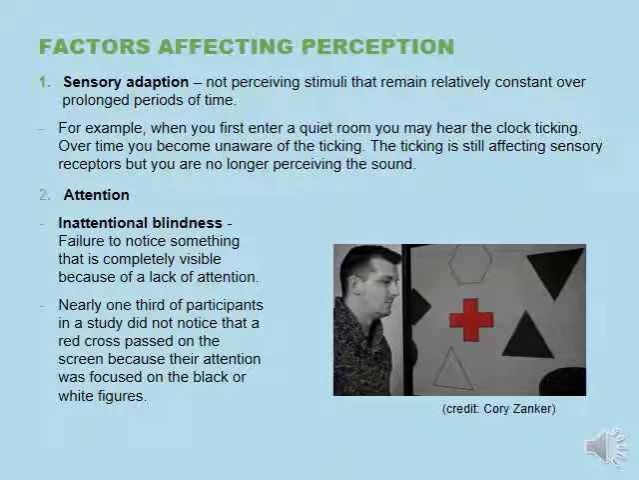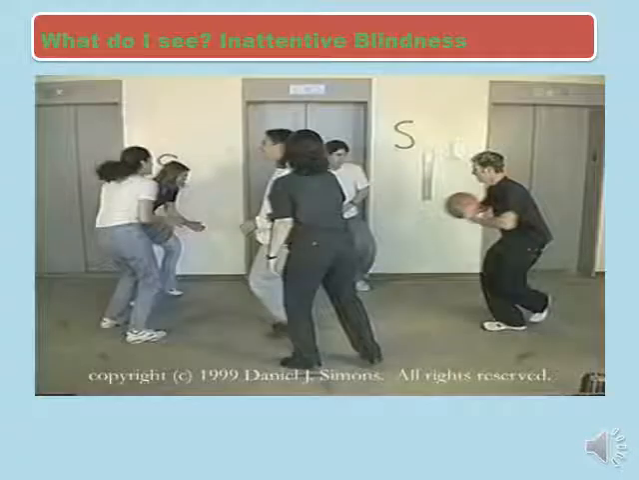So here is sensory adaptation, not perceiving constant stimuli. I'll play the video. The example given is the ticking clock. Say, for example, you initially enter a quiet room, and you can hear the ticking itself.